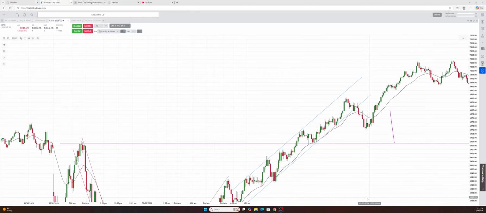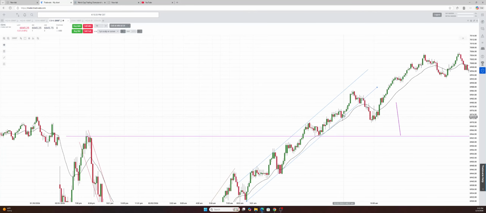Okay, so here we are at 10 o'clock, and there's really been nothing unless you're going to try to just guess at one of these bars or whatever.